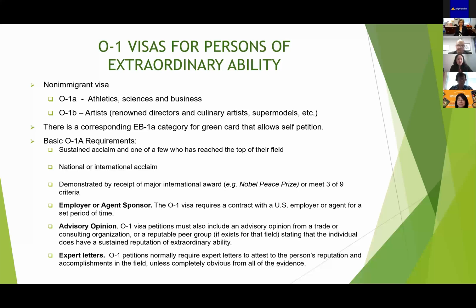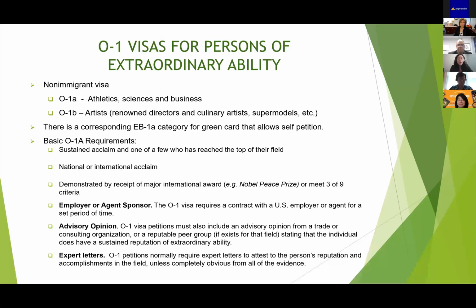So what are the basic O1A requirements? Well, the individual must show that they have sustained acclaim or have been recognized as one of the few at the top of their field or within their industry. And then they also have to show that they've gained some sort of national acclaim, whether from the country where they're a citizen or where their company is mainly doing business, or they may have already received international acclaim.